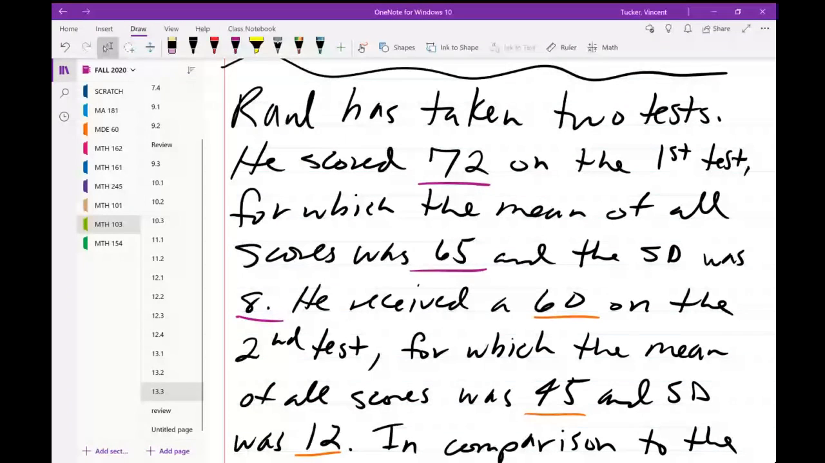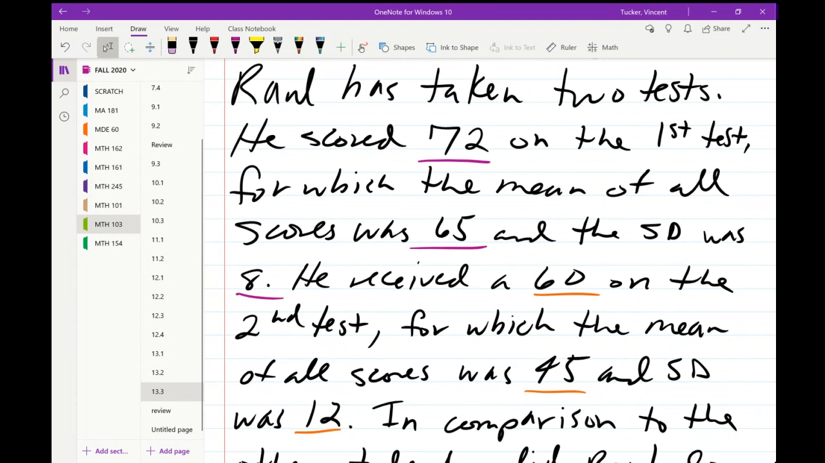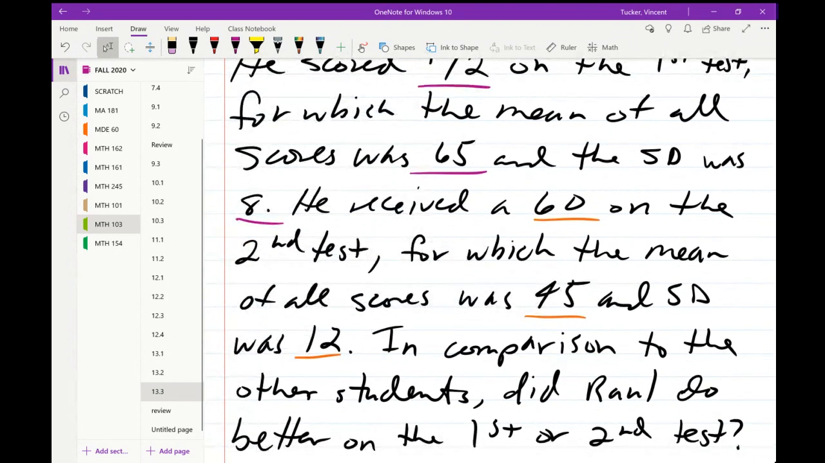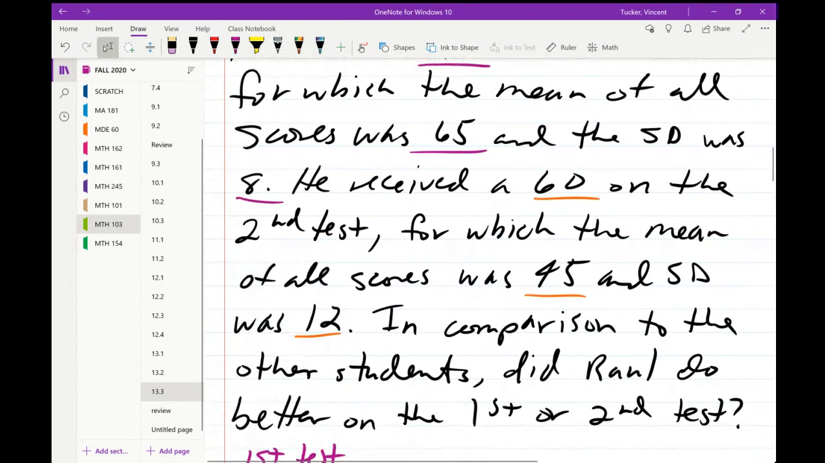All right, so here's our first example. Raul has taken two tests. He scored 72 on the first test, for which the mean of all scores was 65 and the standard deviation was 8. He received a 60 on the second test, for which the mean of all scores was 45 and the standard deviation was 12. In comparison to the other students, did Raul do better on the first test or the second test? So I'll give you a chance to write that all the way down.